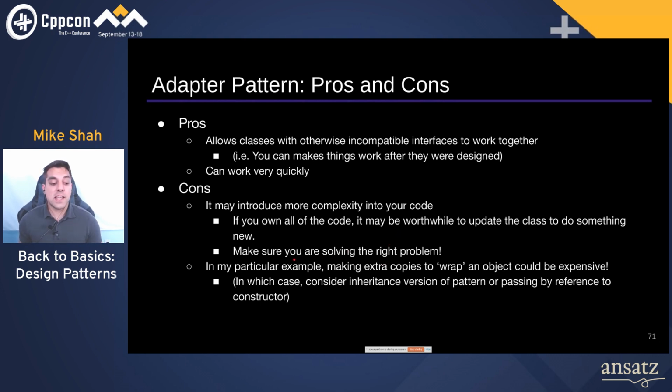In my particular example, one of the cons, as you see in these snippets, is that you might be making extra copies when you're wrapping the object. So just be a little bit cognizant of that. You might need to measure if that's expensive, or ask yourself if you really need to make that copy or pass in a reference. So just something to keep in mind with the snippets that I'm showing.